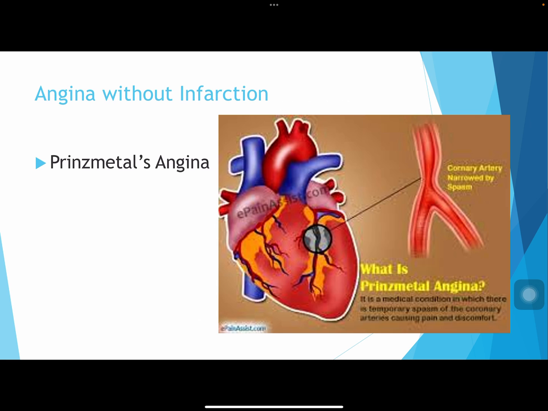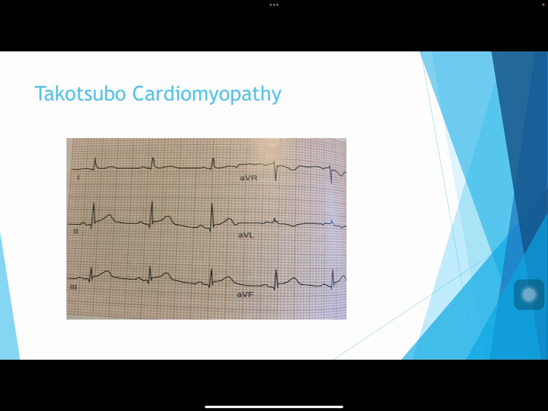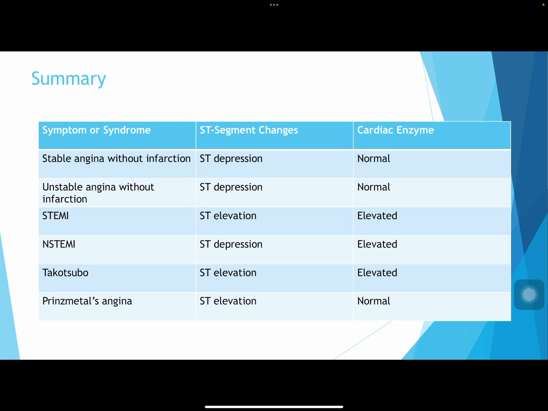If you go to the next slide, the summary slide or table, it shows that type of angina, Takotsubo, NSTEMI, STEMI, and then stable angina and unstable angina. It shows you the ST segment changes that happen, and whether or not the cardiac enzymes will be normal. So that's a nice little slide for you to see if you're curious about it.